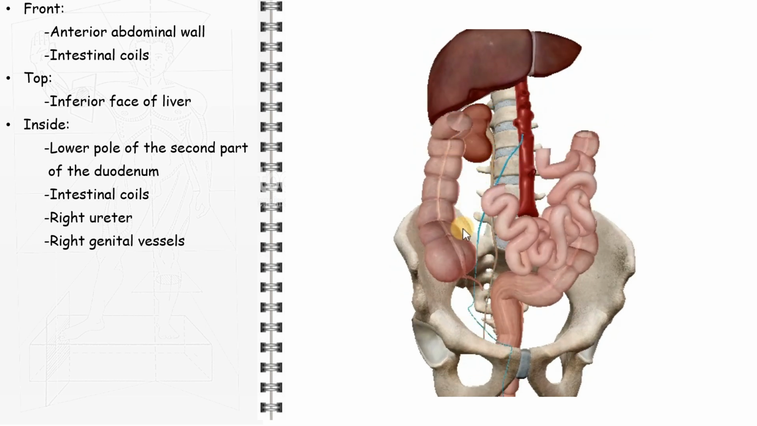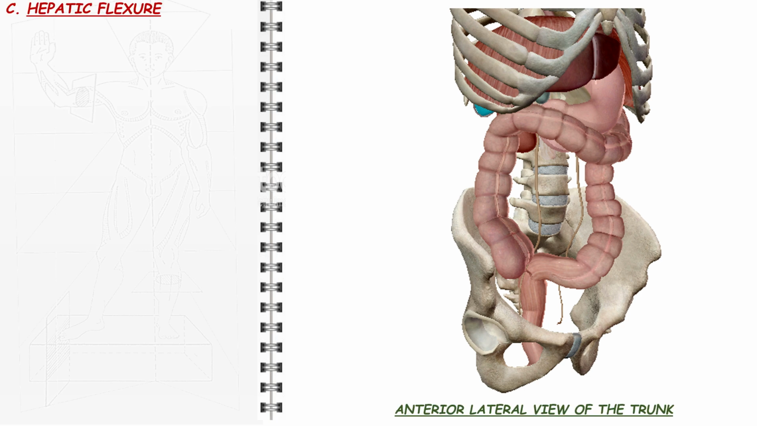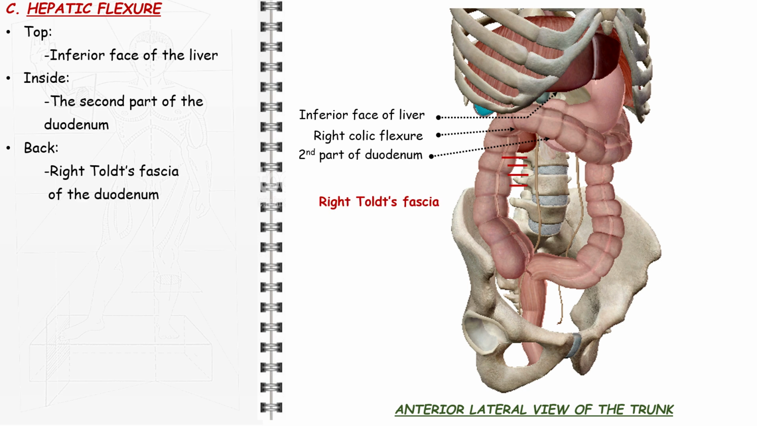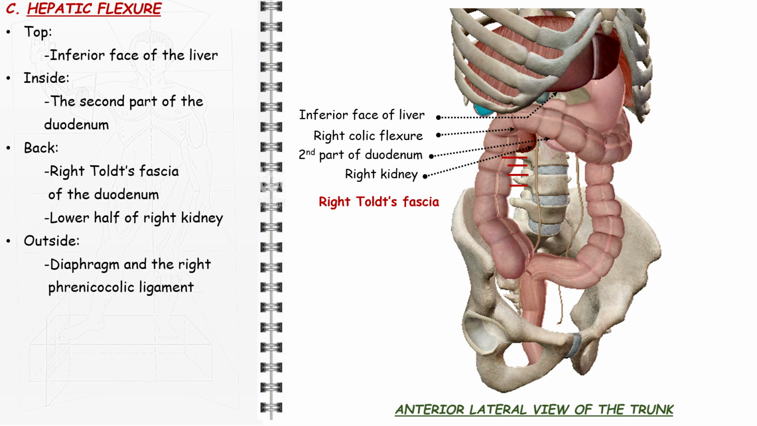The hepatic flexure is limited by, at the top, the inferior face of the liver, inside, the second part of the duodenum, at the back, right Toldt's fascia of the duodenum and the lower half of the right kidney and, outside, the diaphragm and the right phrenicocolic ligament.